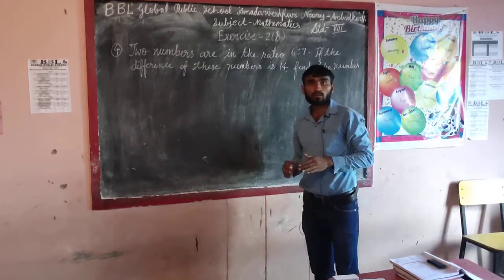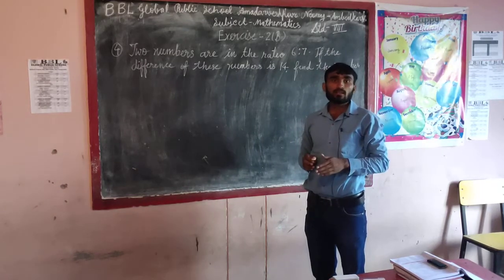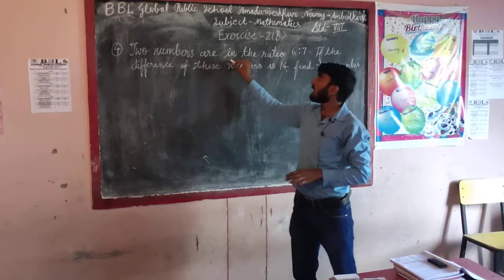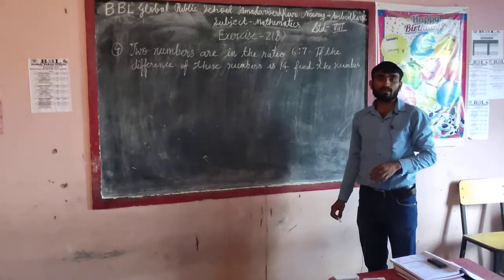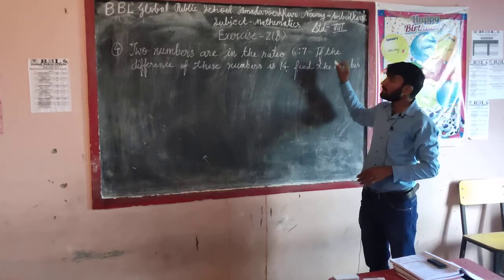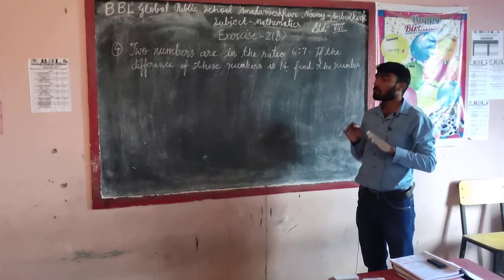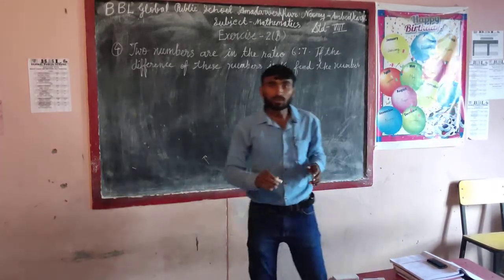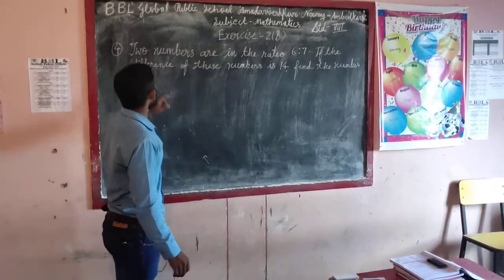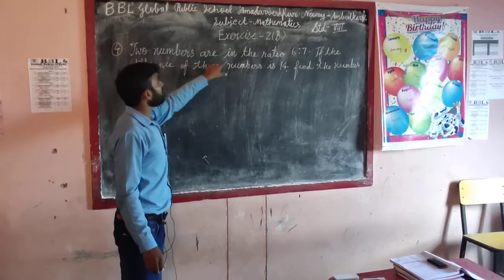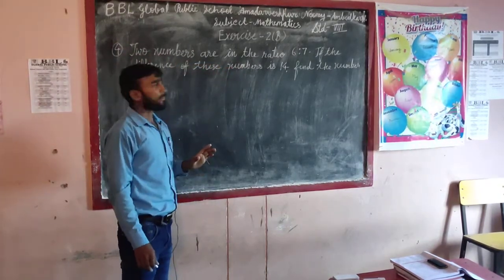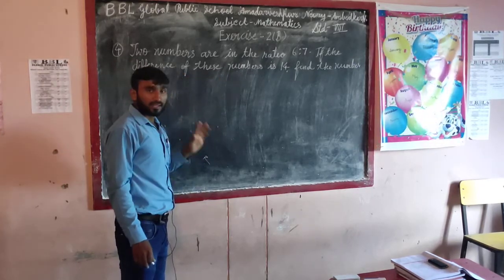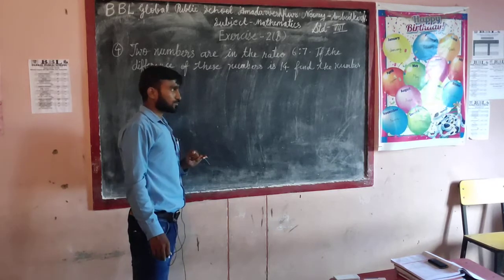In your book, the fourth question of your exercise is: two numbers are in the ratio 6:7. If the difference of these numbers is 14, find the numbers. Once again I repeat. Two numbers are in the ratio 6:7. If the difference of these numbers is 14, find the numbers. Solution.